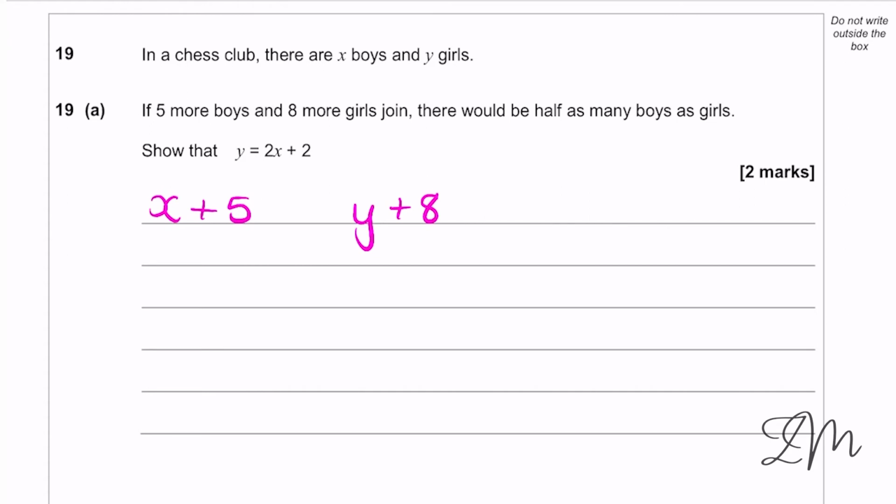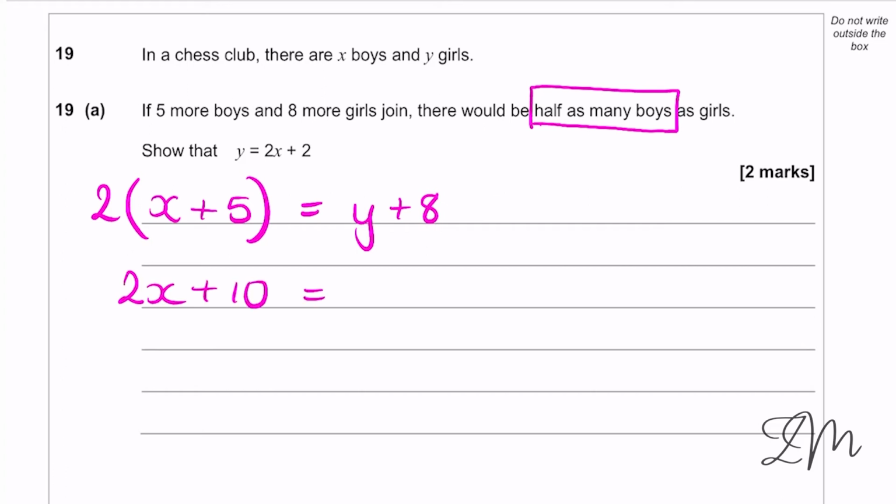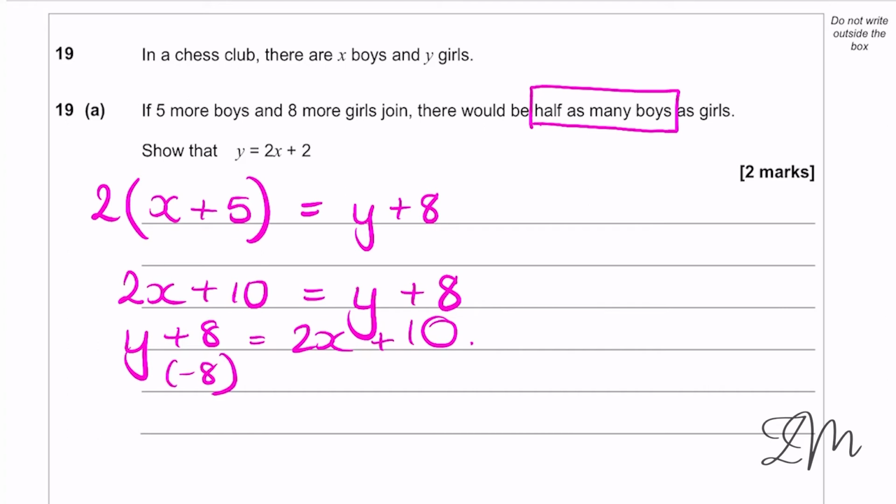We're told there's half as many boys as girls. So if we do 2 lots of the boys, it's going to equal the number of the girls. If we open that up, we get 2x plus 10 equals y plus 8. We want to make y the subject, so I'm going to flip those round to make it easier. And we can minus 8 from both sides, and we get the answer. It's 2.